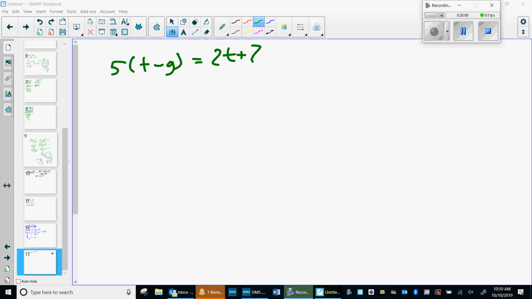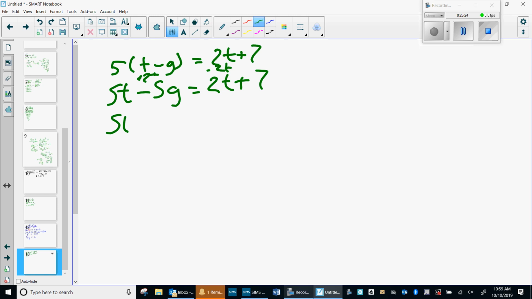Because I got those all wrong. Okay, so I expanded it to 5 something, minus 5g equals 7. And then I need to get the t's on one side, so I subtracted 2t, subtracted 2t. So 5, 5 take away 2.